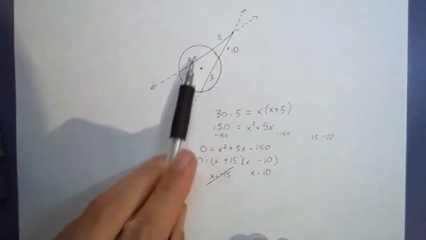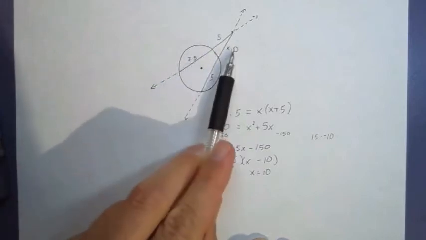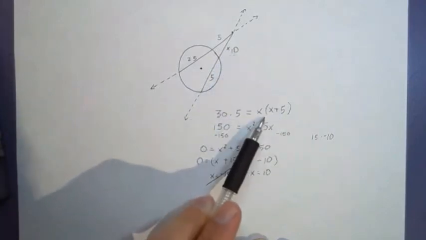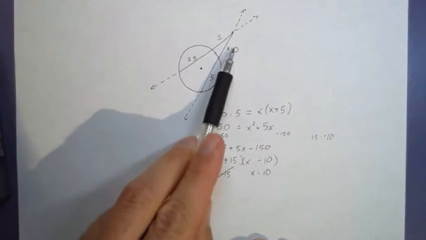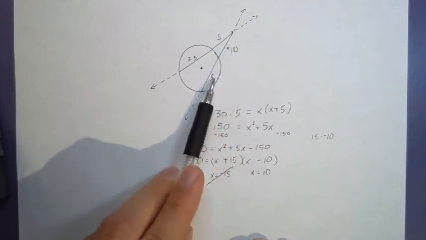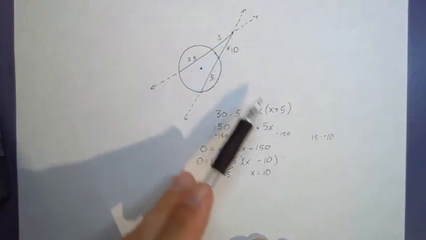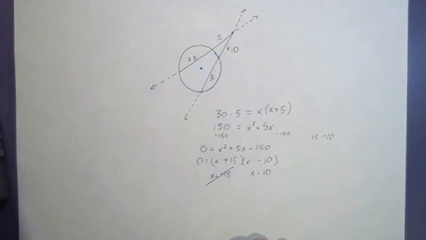If I plug 10 in and see how it works, I expect that to be 150 on this side. So 10 plus 5 is 15, times the exterior part, which is 10. That gives me the 150. So there's an example of using the secant theorem.